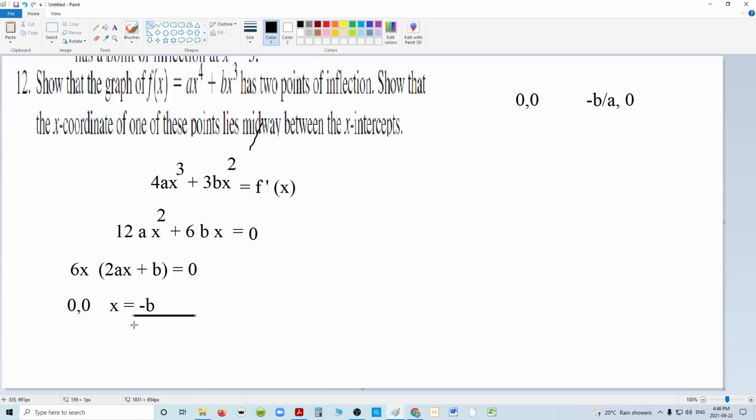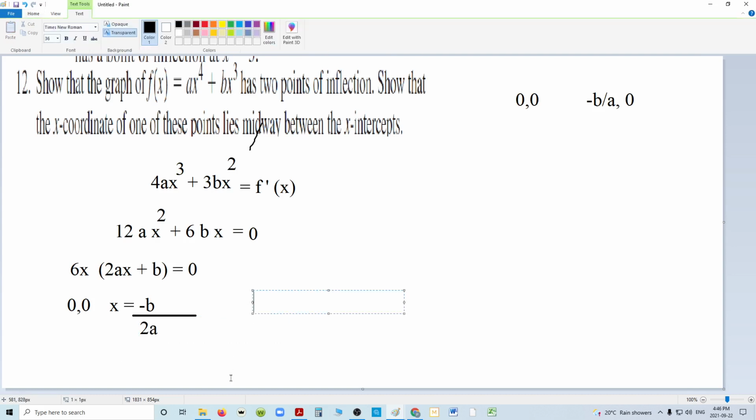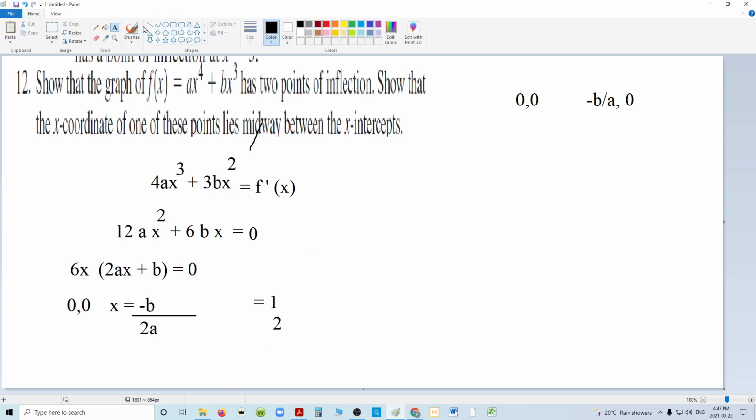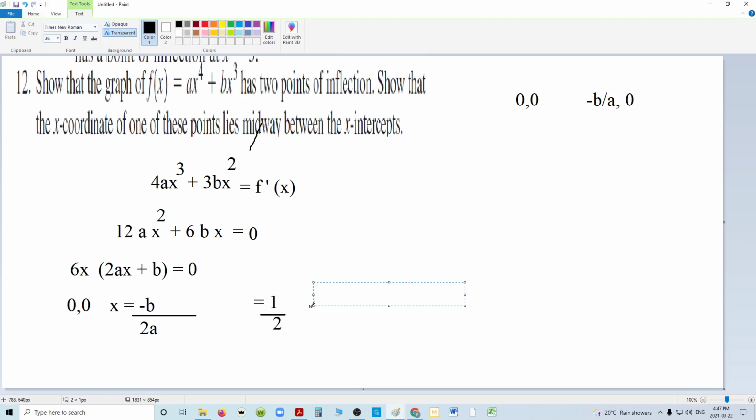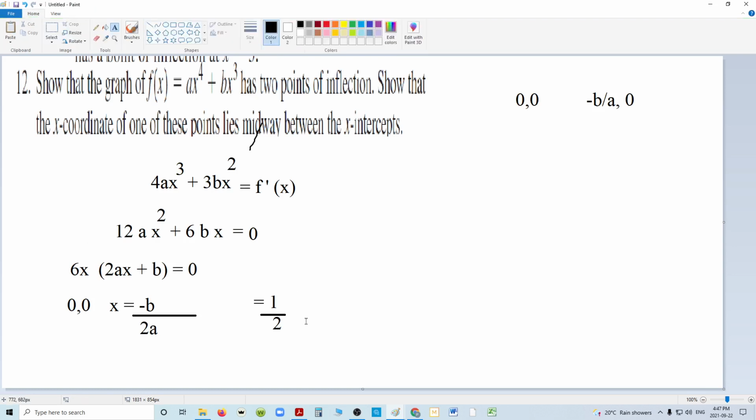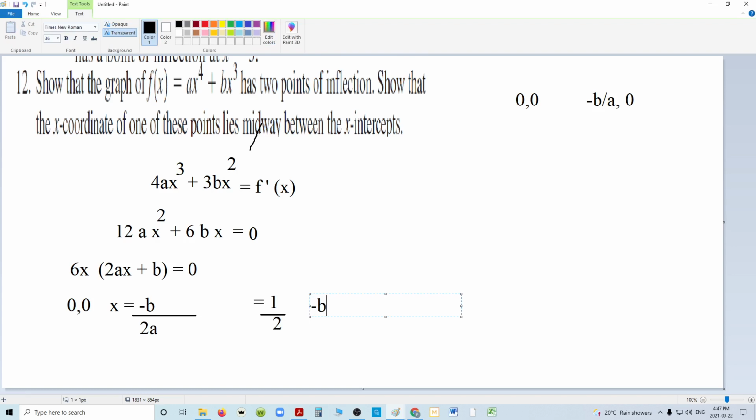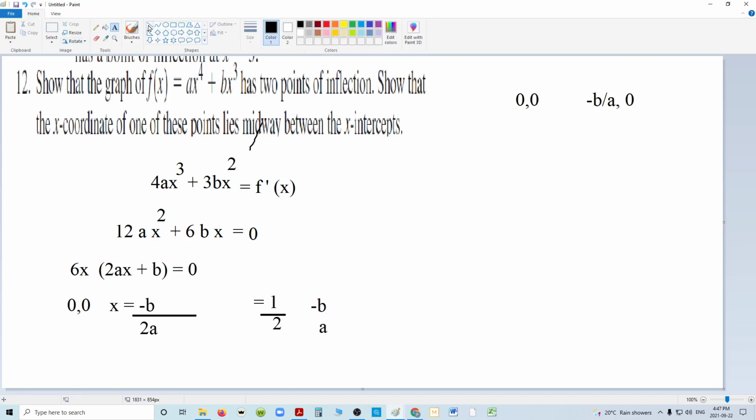So that means the second point of inflection exists here. Let me rewrite that to make it more clear. That's the same as minus a half, or if you want, a half, which is even more clear, a half, when I take a half out, of minus b over a. That's when I factor out a half. So I can see it's a half.